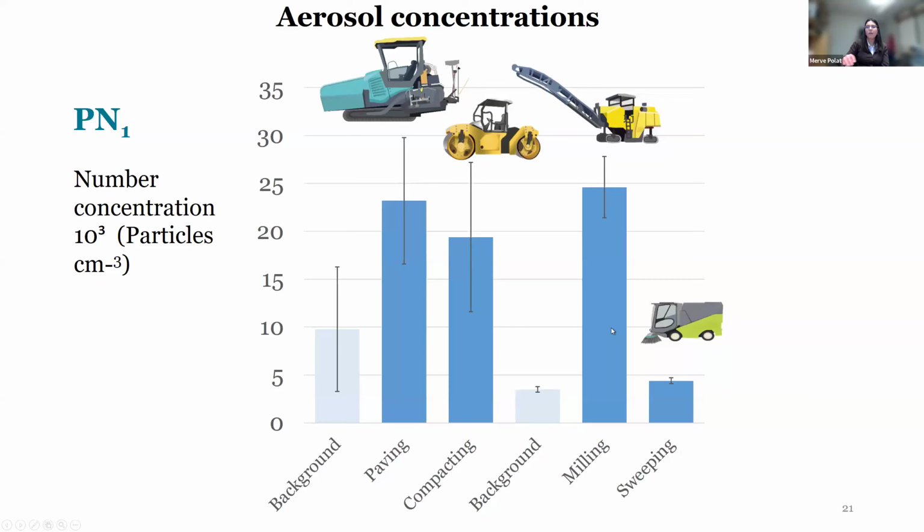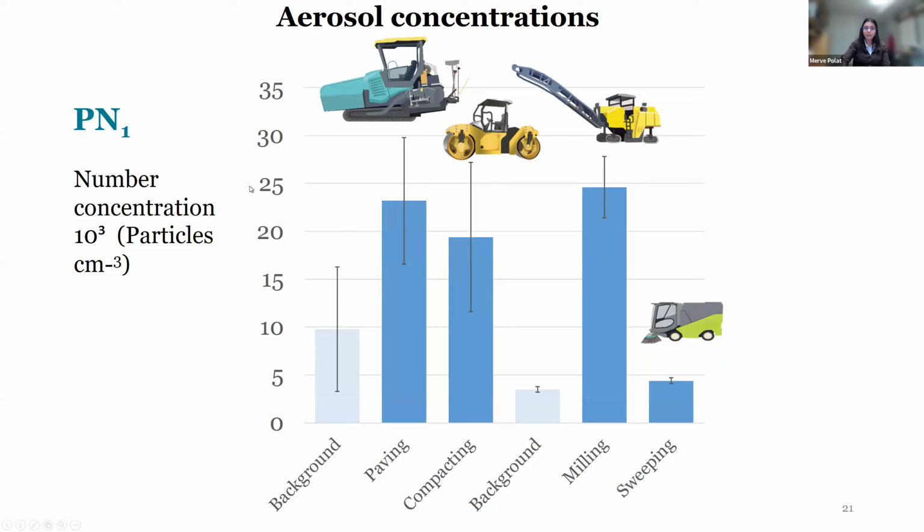Another way to look at this is what we call PN, which instead of looking at the mass of the particles, we look at the number of the particles. And so these are sub-micrometer particles, which just defines small particle sizes. And what we see again here is that the paving machine, the roller that compresses asphalt, and the milling machine all have quite high levels of these really small particles.